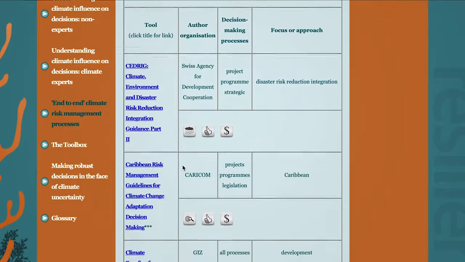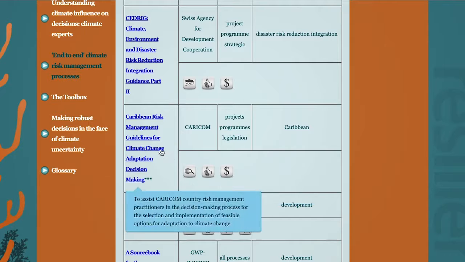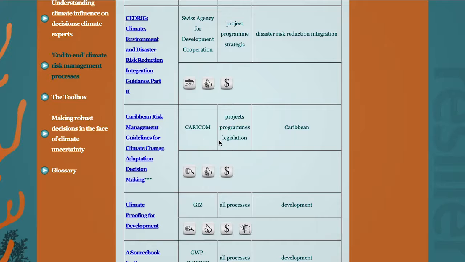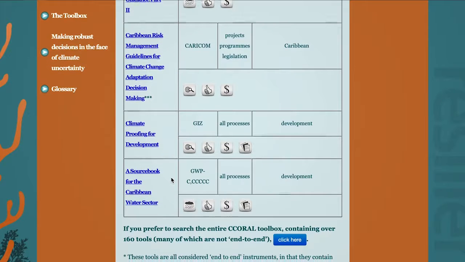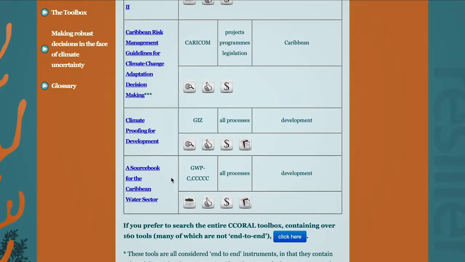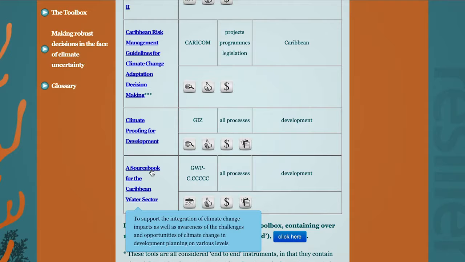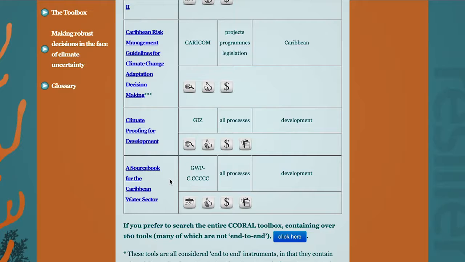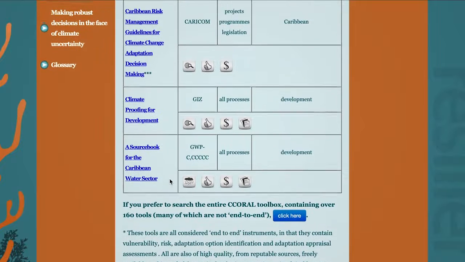There's another tool here, the Caribbean Risk Management Guidelines for Climate Change Adaptation Decision Making, again developed by CARICOM, responds to projects, programs, and legislation. This is done for the Caribbean. And there are 2 more tools, one developed by the GIZ, and of course, the Global Water Partnership, Caribbean, and 5 Cs on water. So these tools respond to the full risk management cycle and provide additional information for the report development or for the user.